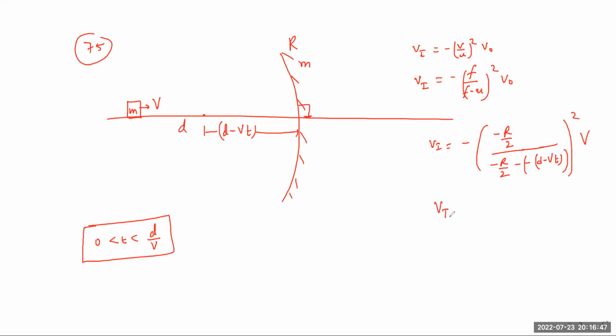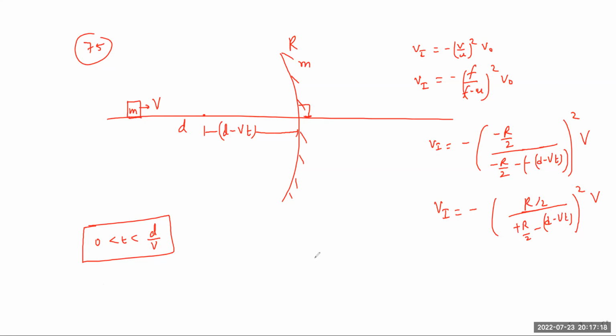So this is the velocity of the image, which is r by 2 upon minus r by 2 plus minus d minus v. So this is the answer for the duration before the collision has taken place.